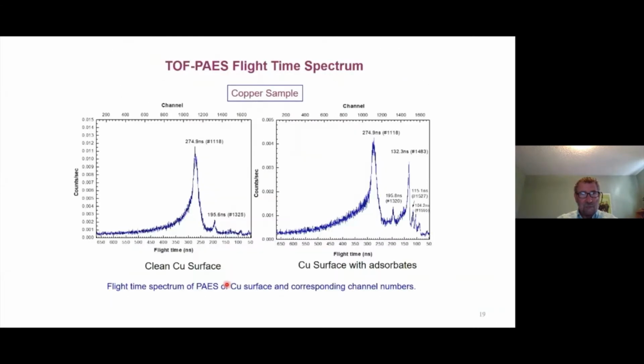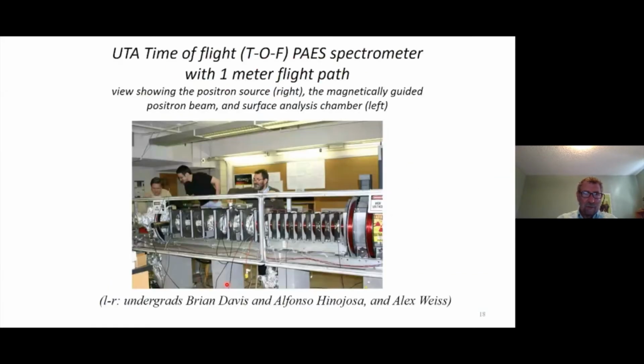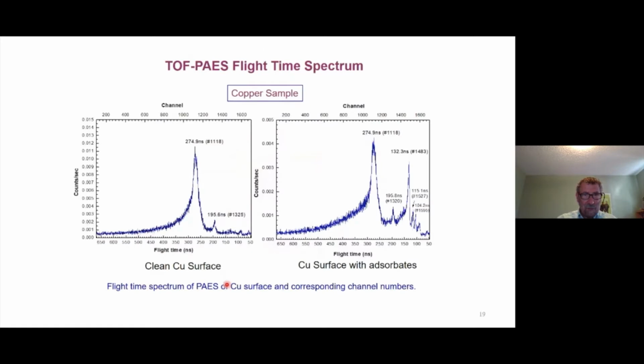And that's a picture of our original beam. This is in Science Hall, and we just built a new one in CPB. And this stuff was designed and built by graduate students and undergraduate students here at UTA.